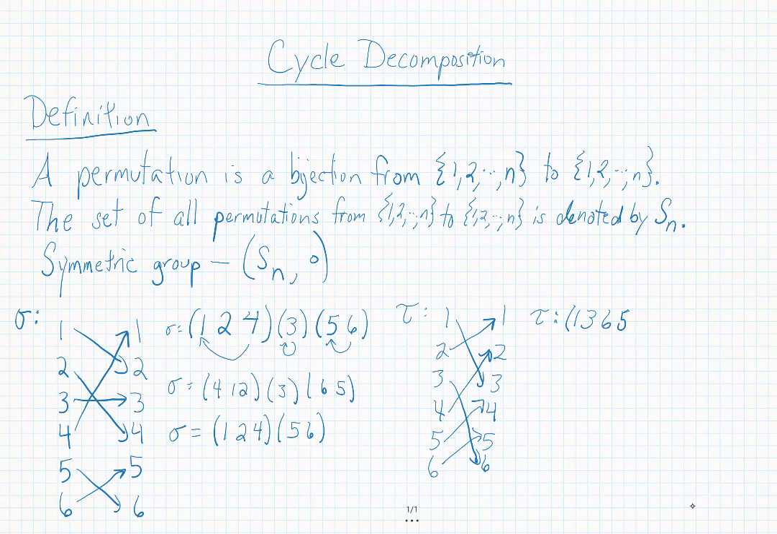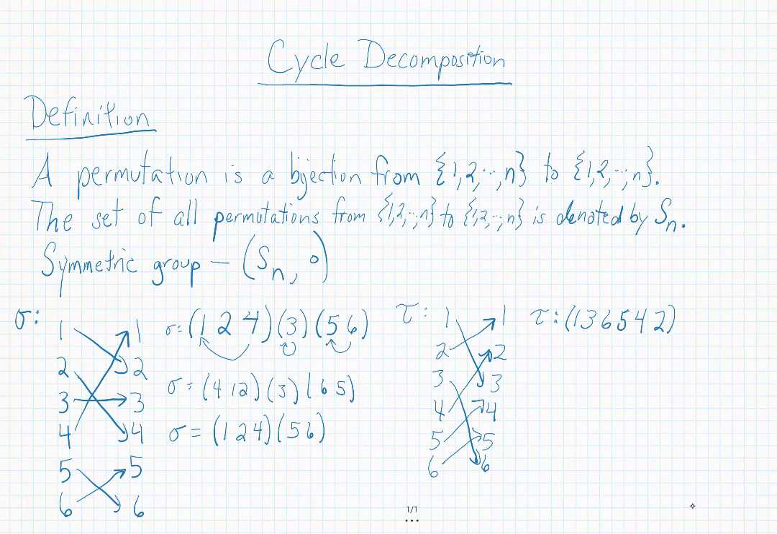Where does 5 go? 5 goes to 4. And where does 4 go? 4 goes to 2. And where does 2 go? 2 loops back around to 1, which was our first term. So we could just close that off as one cycle. So these are a couple different ways to write this.